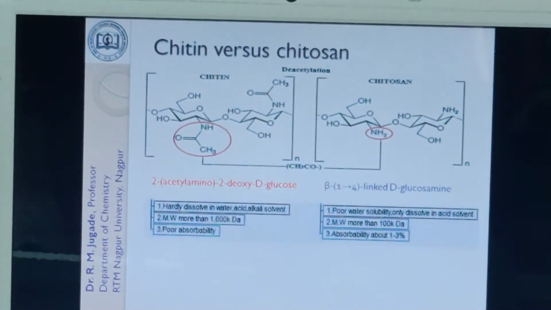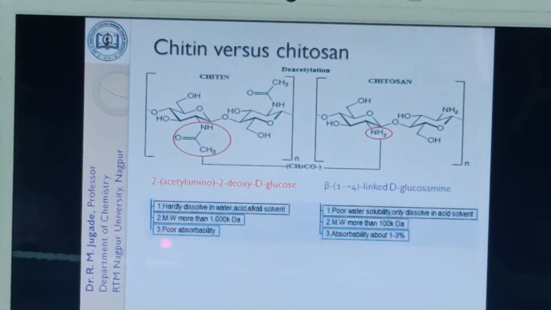If we compare the properties of chitin and chitosan, chitin is actually the acetylated type of biopolymer, whereas if we deacetylate it, it gets converted into chitosan. It has NH2 group and OH group as functional groups. Chitin is hardly dissolved in water, acids or alkali, so its solubility is negligible, whereas chitosan is poorly soluble in water but it dissolves in acid to some extent.